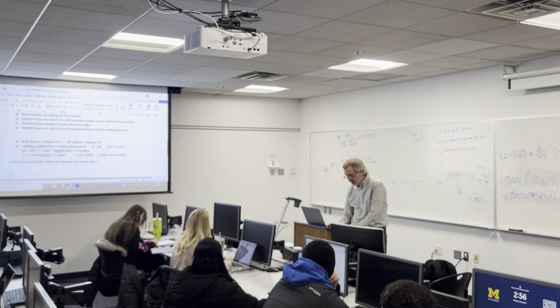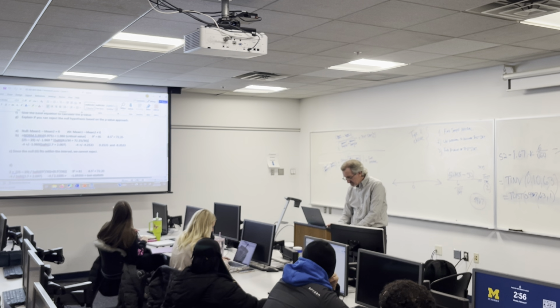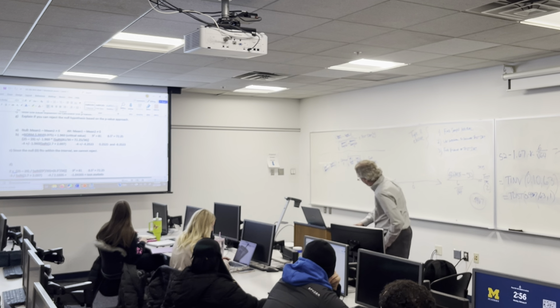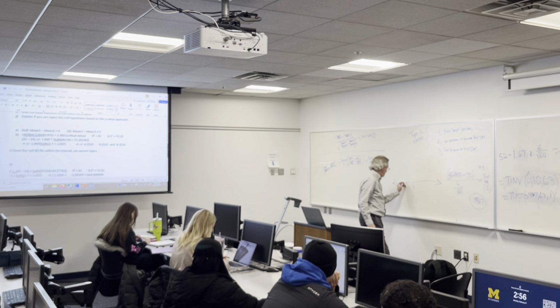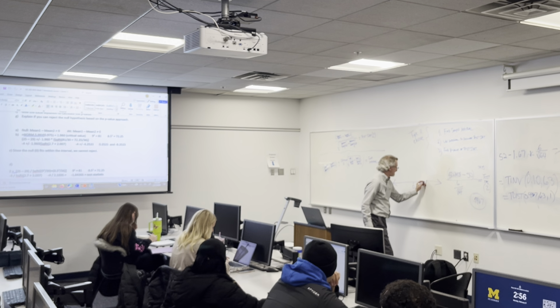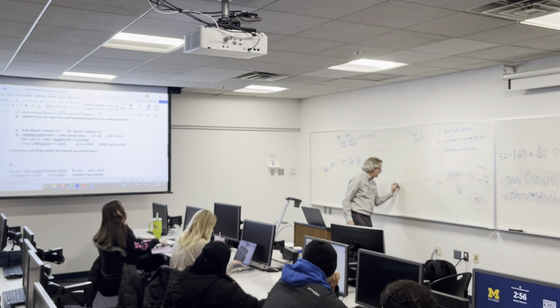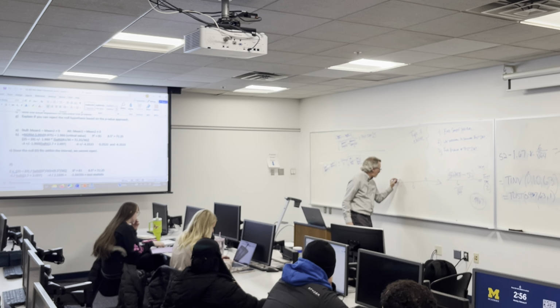E says, explain if you can reject or not reject the null hypothesis based on the critical value approach. What was the critical value? We already calculated up here, 1.96. What's our test statistic? Hang on a minute, let me put it here. Here's 0, here's 1. So 1.96 is right here. Here's negative 1, here's negative 2. So right here is negative 1.96.